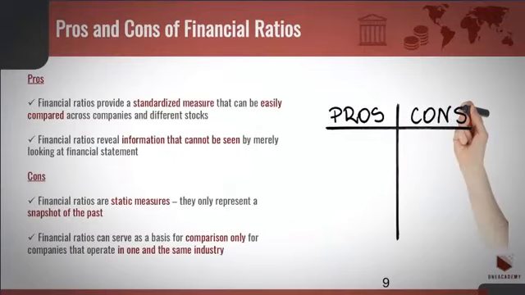Pros. Financial ratios provide a standardized measure that can be easily compared across companies and different stocks. Financial ratios reveal information that cannot be seen by merely looking at financial statements. Cons. Financial ratios are static measures. They only represent a snapshot of the past. Financial ratios can serve as a basis for comparison only for companies that operate in one and the same industry.